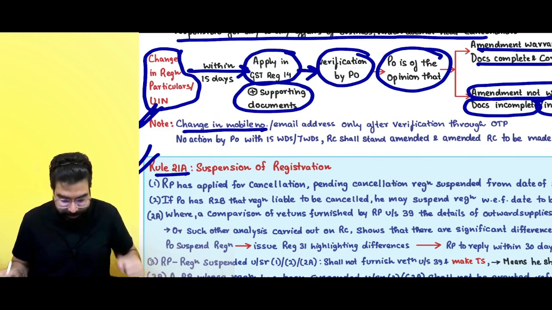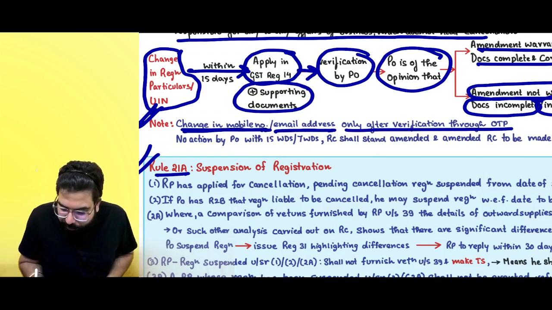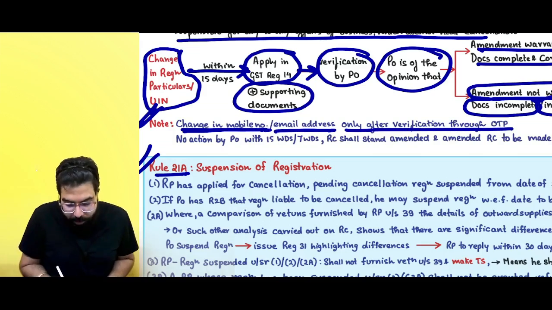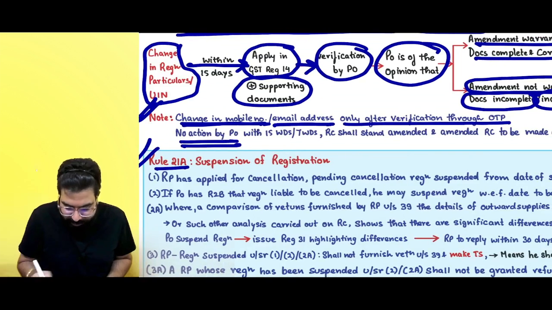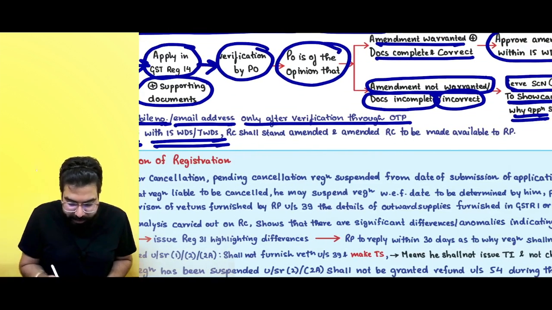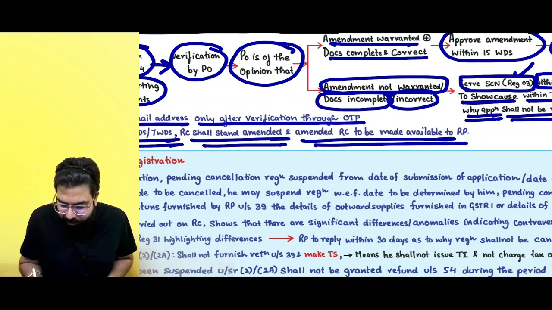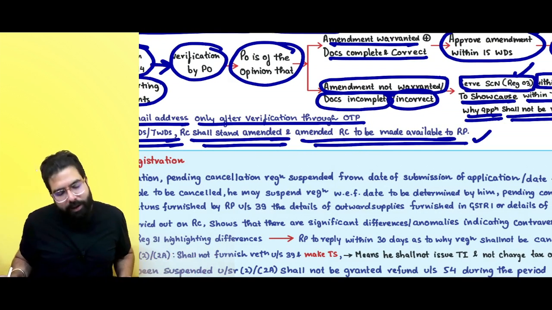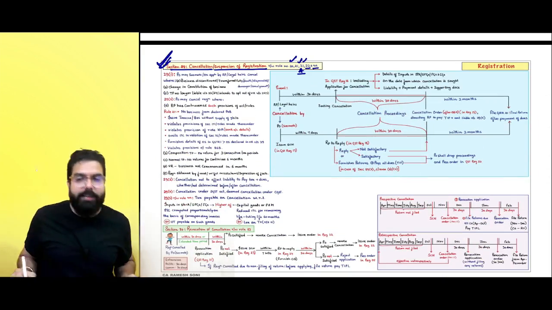Arey Baba. Everyone here, change in mobile number, email address only after verification through OTP. No action by the proper officer. Proper officer had to go ahead and take action within 15 days, etc. If he did not take action within 15 days or 7 working days, then registration certificate automatically will be amended and amended registration certificate will be made available to the registered person. What is there to explain? Nothing. Everyone over here. Section number 29.